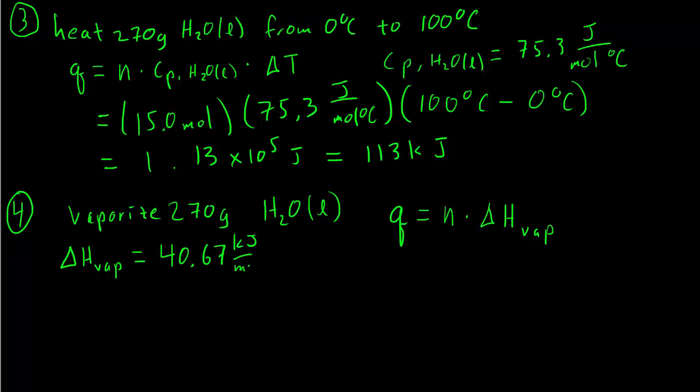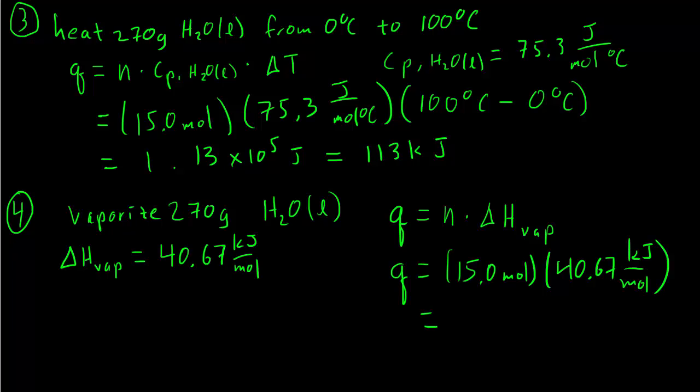So if you have 1 mole of liquid water, you have to put in 40.67 kilojoules to vaporize that 1 mole. Now we've got more than that. We've got 15 moles, so it's going to take a lot more heat. We can use this formula to do the calculation. So Q for this formula is 15 moles times delta H of vaporization, 40.67 kilojoules per mole. And we multiply that out. We get 610 kilojoules. All right, so this is Q for step 4.